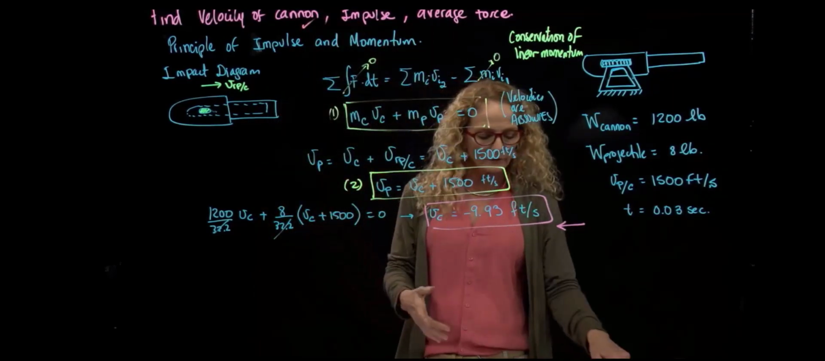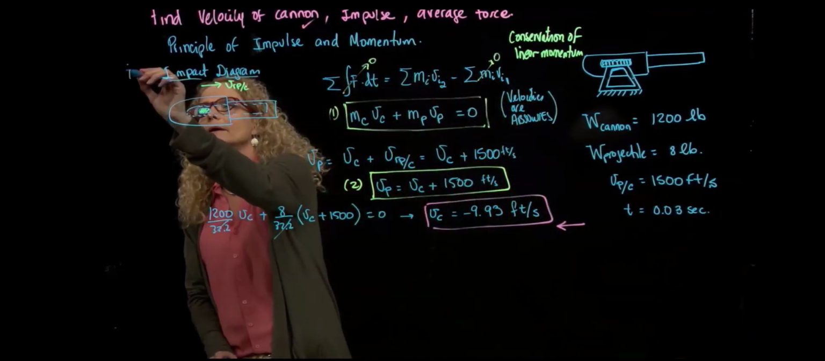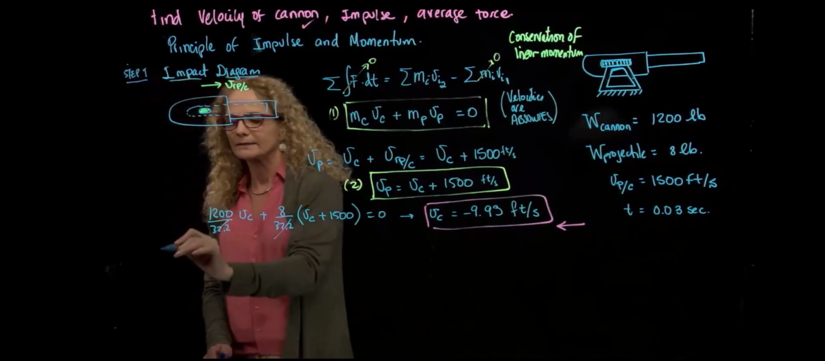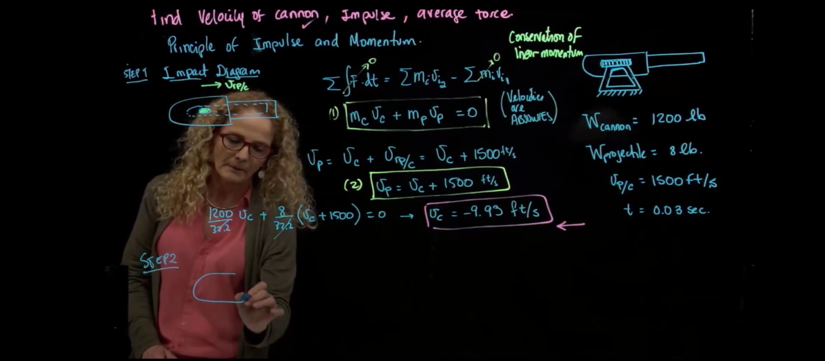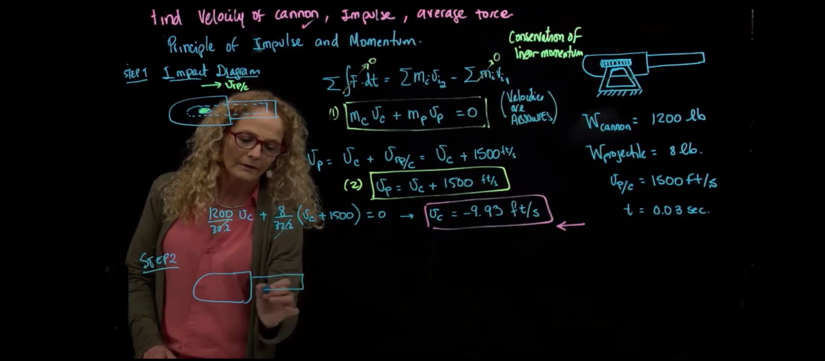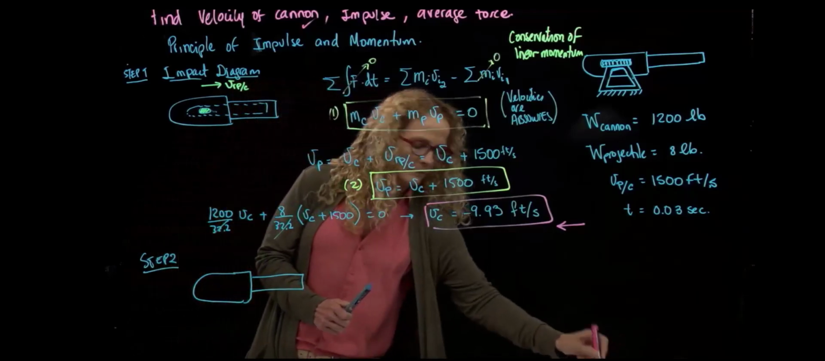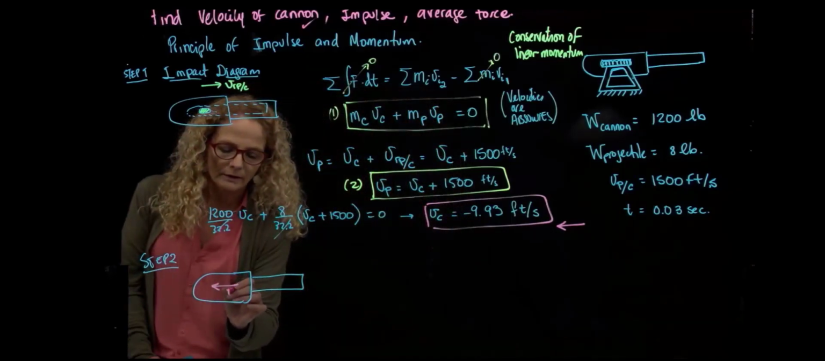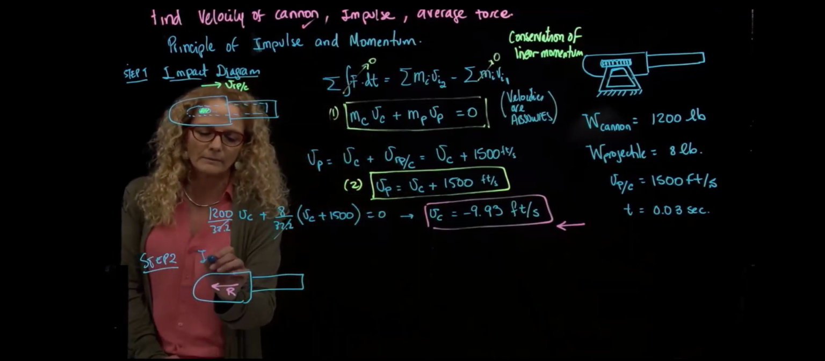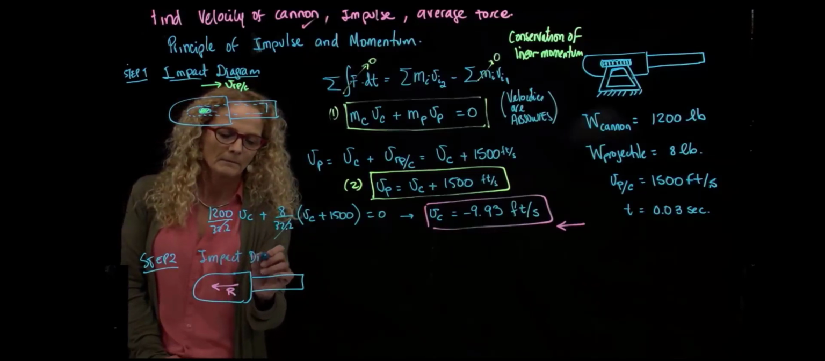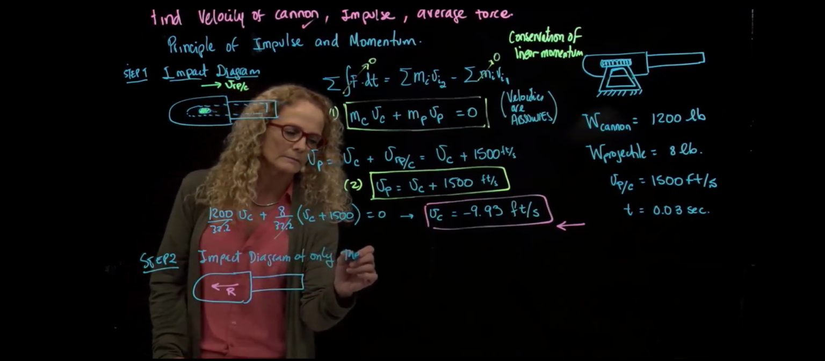To find the impulse, we have to make another impulse diagram. My second impulse diagram, this is step 1, right? My second diagram will have to be separated. So what I'm going to do is do the same impulse diagram, but now if I take the projectile out, then I do see the impulse that the projectile is creating with the cannon. So here, this is the impulse diagram of only the cannon.